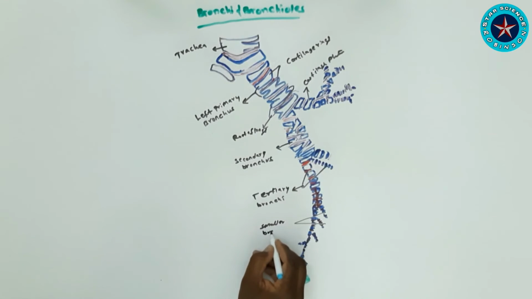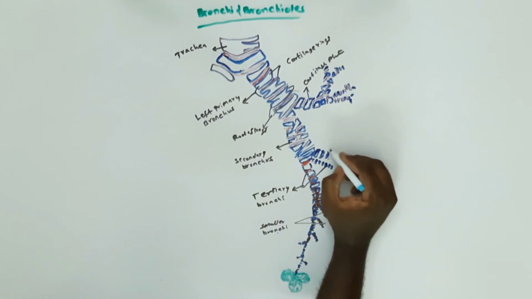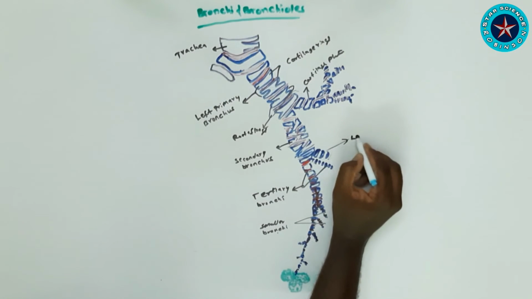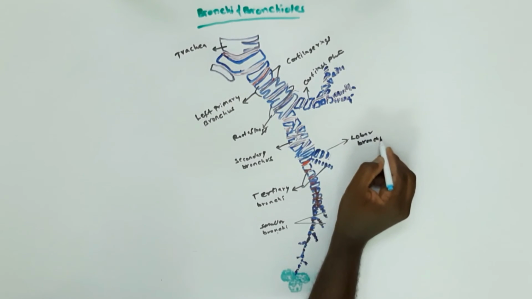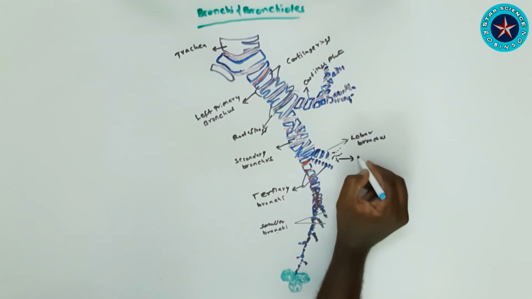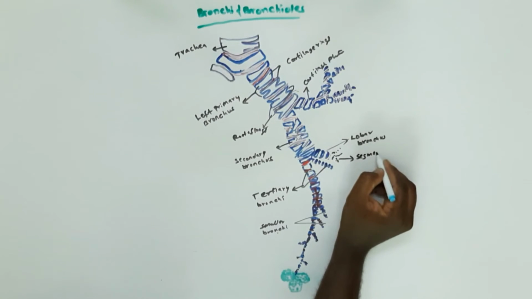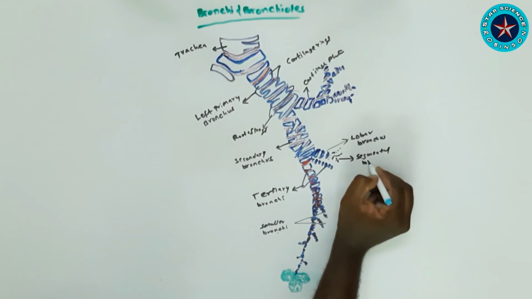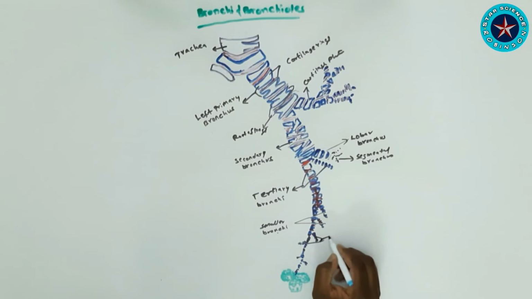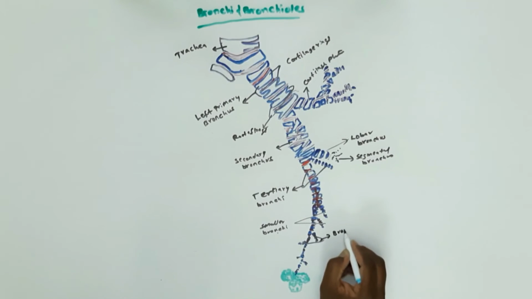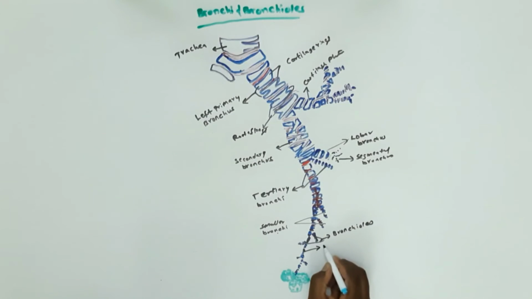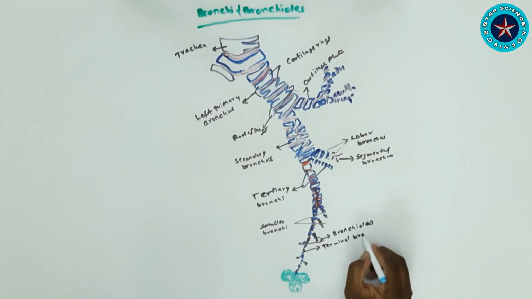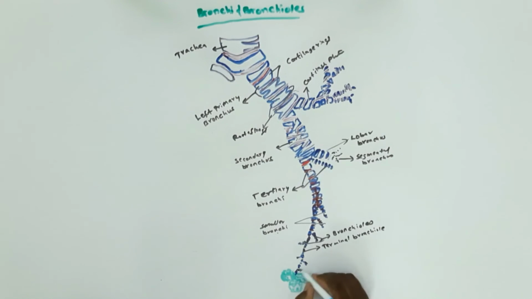Next, the lobar bronchus, which enters the lobes of the lung. Then the segmental bronchi divide into many primary bronchioles, which divide into terminal bronchioles. Each terminal bronchiole then gives rise to several respiratory bronchioles, which divide into alveolar ducts. The terminal bronchioles are the final branch of the bronchioles, and small sacs extend from the walls of the terminal bronchioles, called respiratory bronchioles.